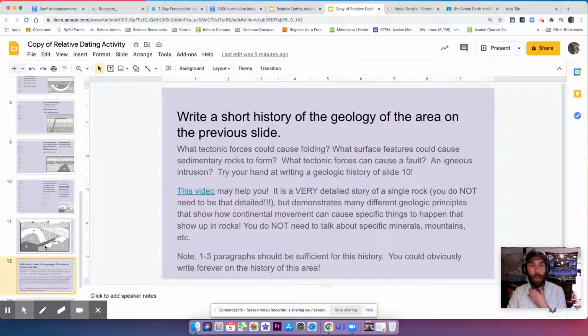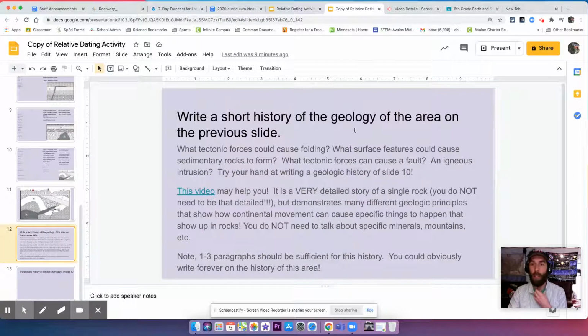And then the last thing you have to do is write a short history of the geology of the area on the previous slide. So what tectonic forces could cause folding? What surface features could cause sedimentary rocks to form? What tectonic forces can cause a fault or an igneous intrusion? Try your hand at writing a geologic history of slide 10. This video is a very detailed story of just a single rock. Okay, you do not need to go into that much detail, but what I like about the video is it shows you what sorts of forces can cause different things to happen, right?